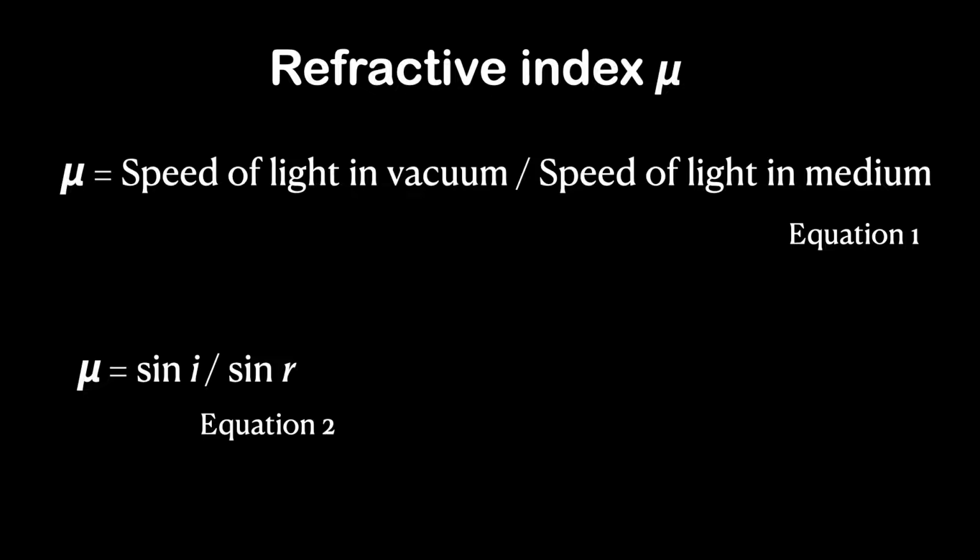A ray of light bends as it crosses the boundary of one medium to another. The bending angle depends on the two media's relative optical properties. In this context, the refractive index mu is defined as sin I by sin r, where mu is the refractive index, I is the angle of incidence, and r is the angle of refraction. Let us see how the first definition leads to the second one.